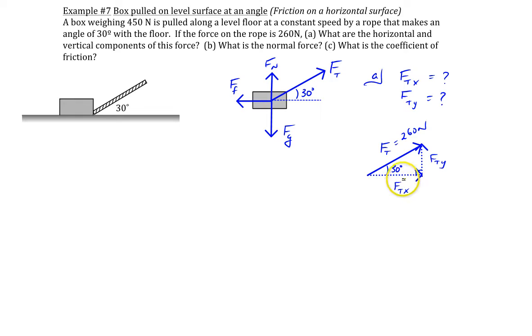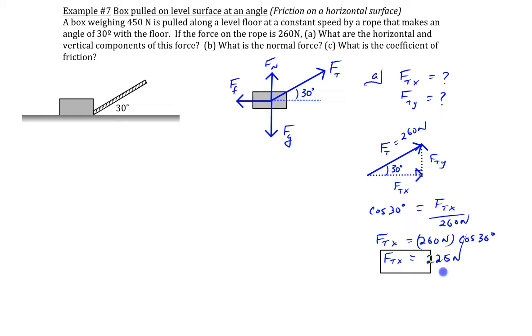So if we're trying to find the x component, what trig ratio would you use? This is the adjacent side, and this is the hypotenuse. Hopefully you see that would be cosine of the angle, cosine 30 degrees equals the adjacent over the hypotenuse, which is 260 newtons. So the x component of that tension will be 260 newtons multiplied by cosine of 30 degrees. That'll give you an answer of approximately 225 newtons. And we'll put a box around that answer.